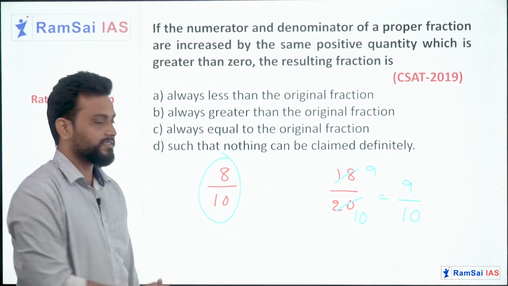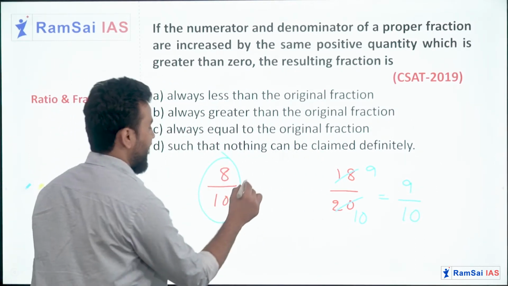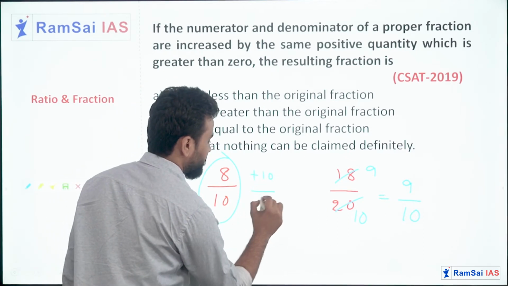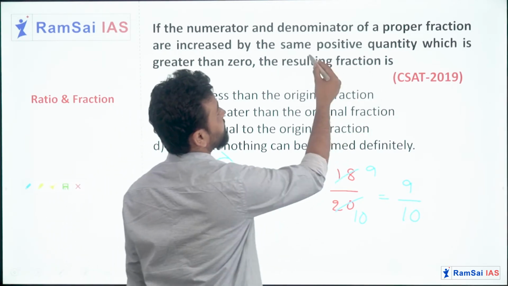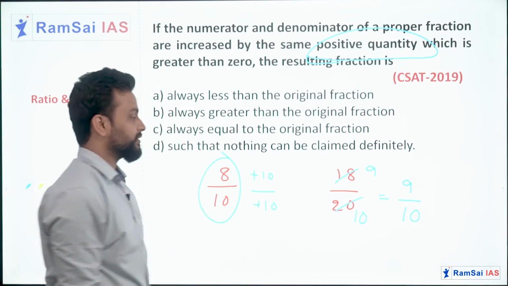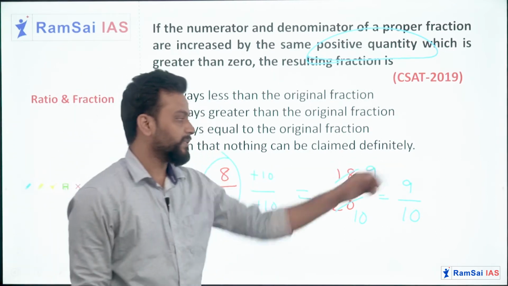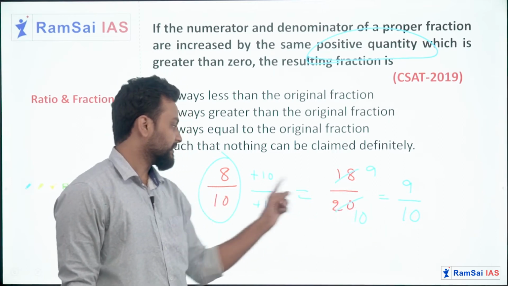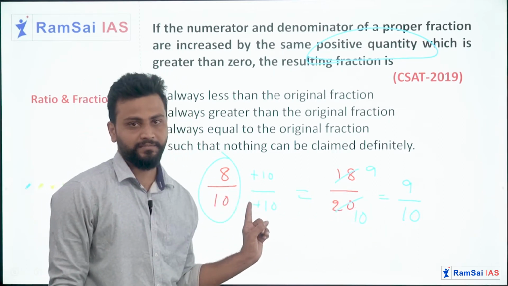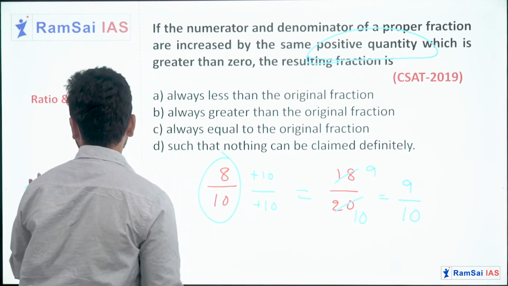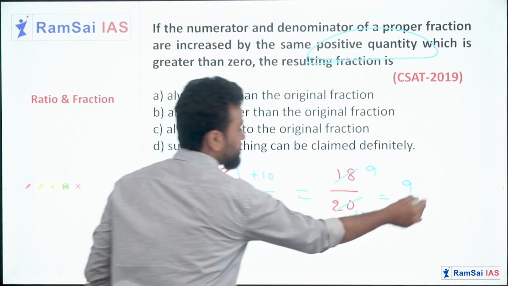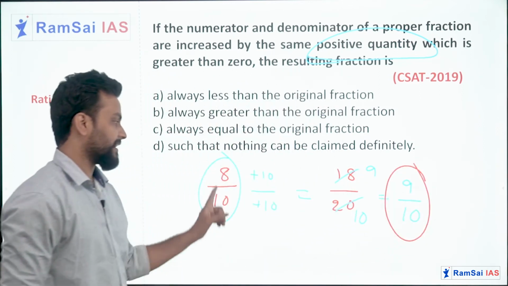Initial fraction was 8 by 10. When you add a positive number to the numerator and to the denominator, then the result will be 9 by 10 here, which is greater than the initial fraction. So, the result 9 by 10 is greater than the initial fraction 8 by 10.